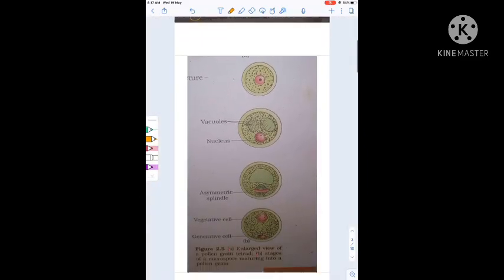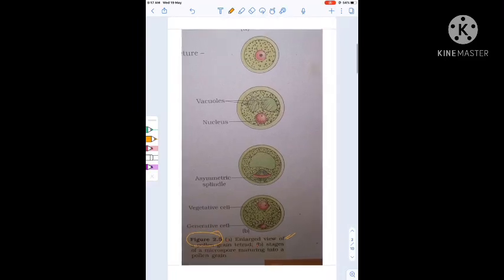Now in figure 2.5 there are two diagrams. A is the enlarged view of a pollen grain. It is not so important, but B, the stages of a microspore maturing into a pollen grain, is important. First of all, there is a difference between the microspore and the pollen grain. Pollen grains are the male gametophyte, and the pollen grain is the mature microspore. Microspores mature and become pollen grains, or the male gametophyte.